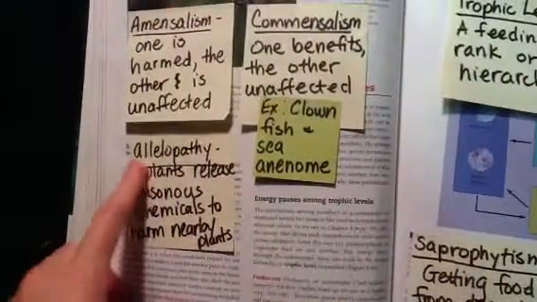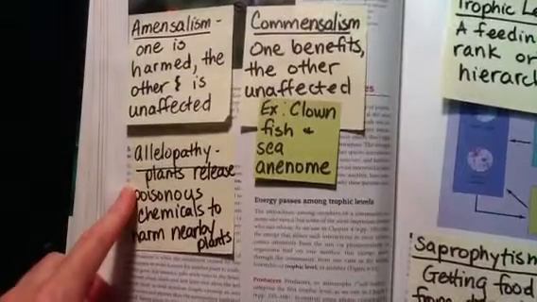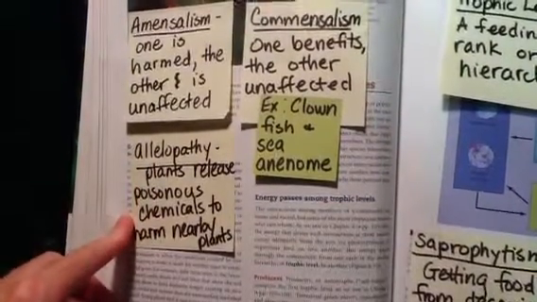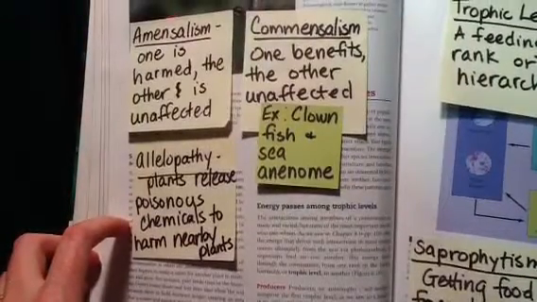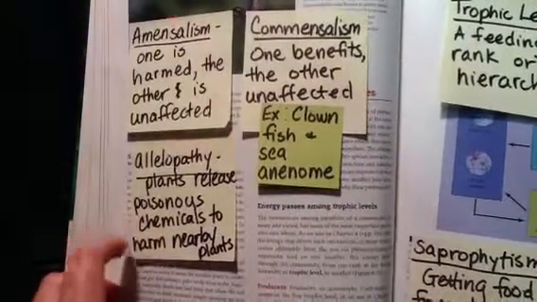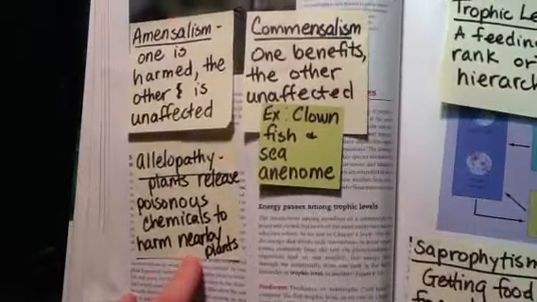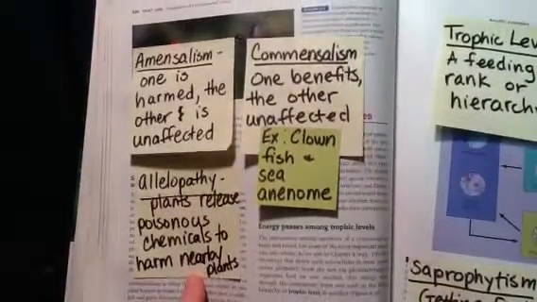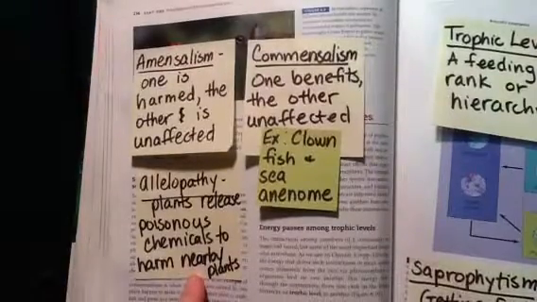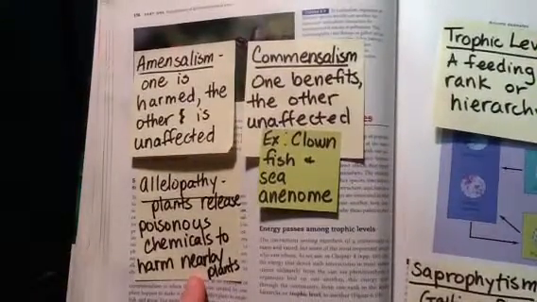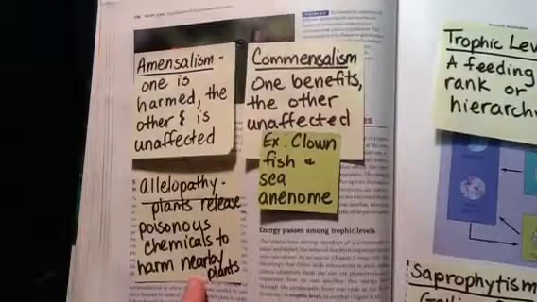And another term to know is allelopathy. Some plants release poisonous chemicals in their leaves or in their body tissues, and they want to harm nearby plants to make sure that there's no competition for water, for rainwater, for nutrients in the soil.